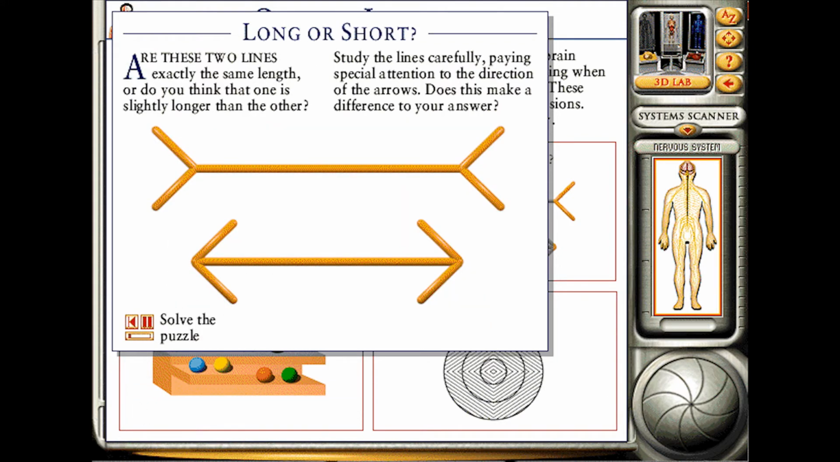Both lines are in fact the same length, although the top line may have appeared longer. The inward-pointing arrows on the upper line seem to elongate it, while the outward-pointing arrows on the lower one seem to shorten it. The brain is fooled.